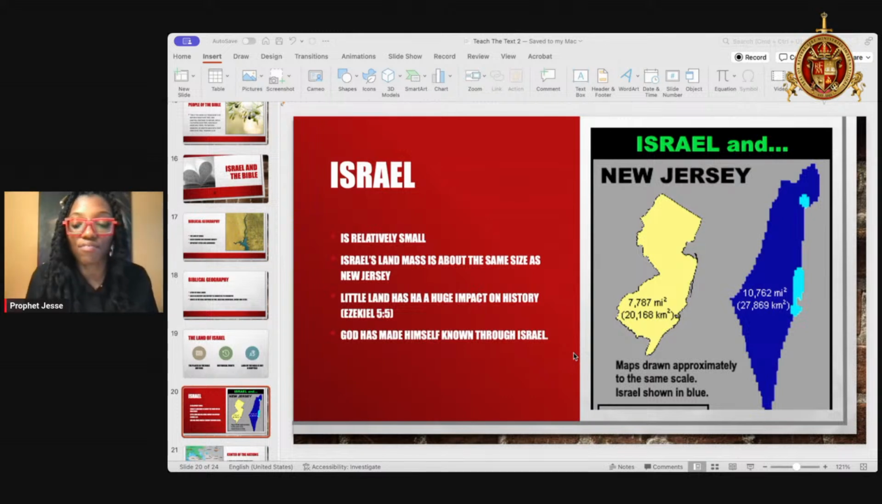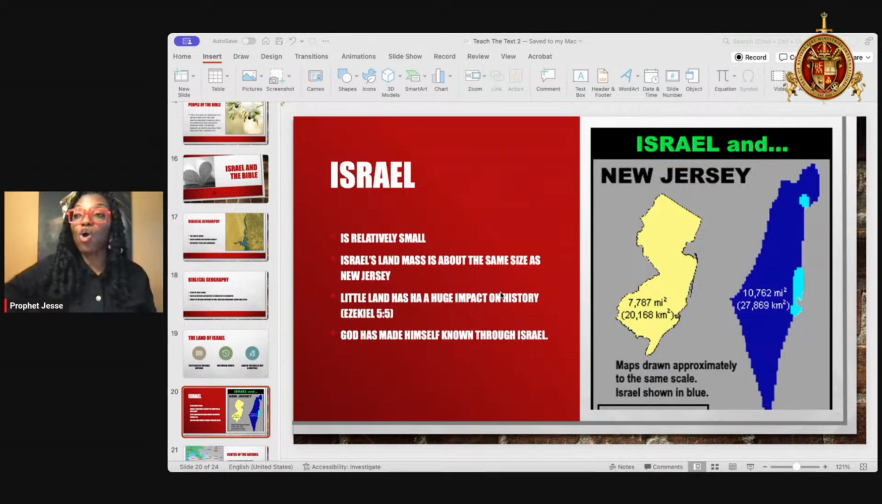Ezekiel 5:5. I want to read that real quick. Thus says the Lord, this is Jerusalem. I have set her in the midst of the nations and the countries all around her. This is exactly what the Lord has done. And this is exactly Israel. When I go to the next slide, you'll be able to see the other map. So he says, I have set her in the midst of nations. And that is exactly what has happened.